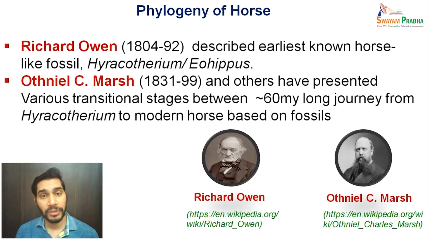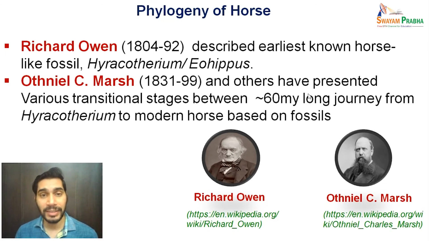When we talk about horse phylogeny, two persons come to our mind. The first is Richard Owen, and another is Othniel C. Marsh. These two persons have contributed a lot, along with others, to the understanding of horse evolution. Richard Owen was the first person who described the earliest known horse-like fossil, which we now name Hyracotherium or Eohippus. The other person, Othniel C. Marsh, along with others, presented various transitional stages of the horse.